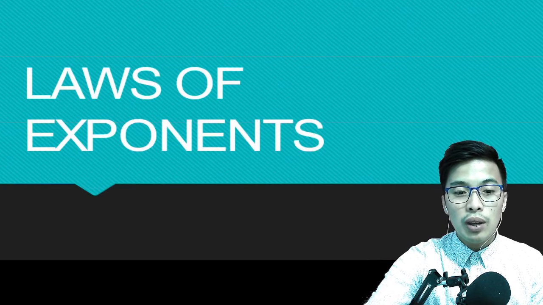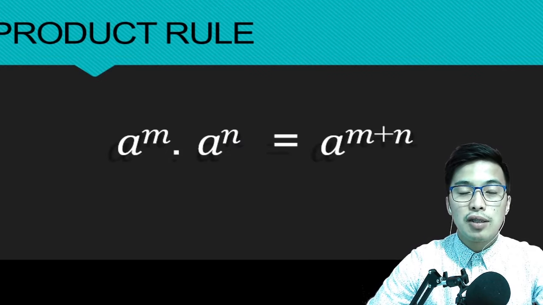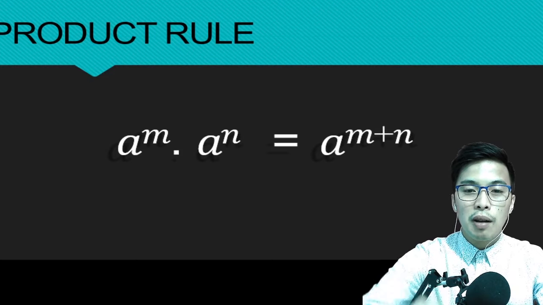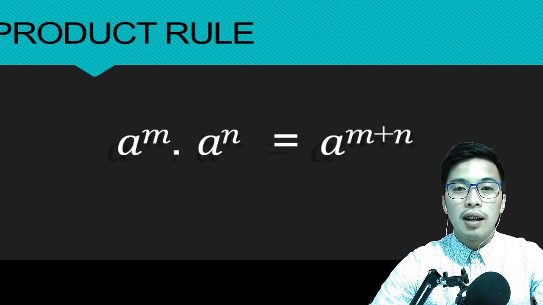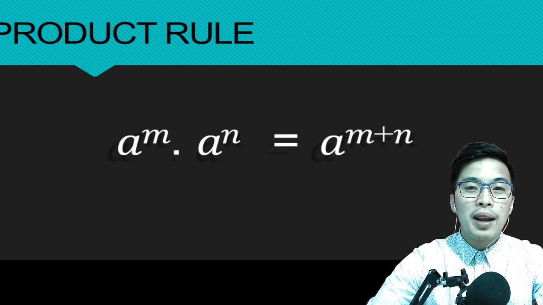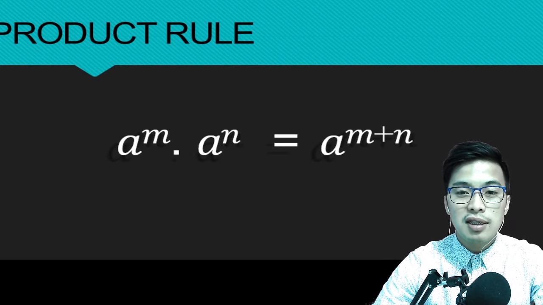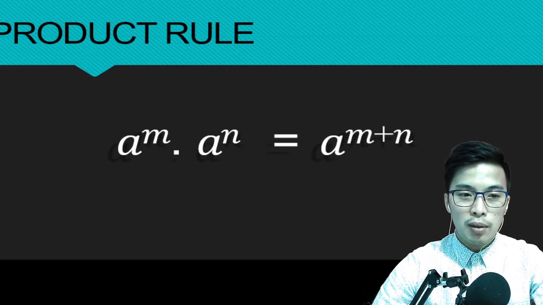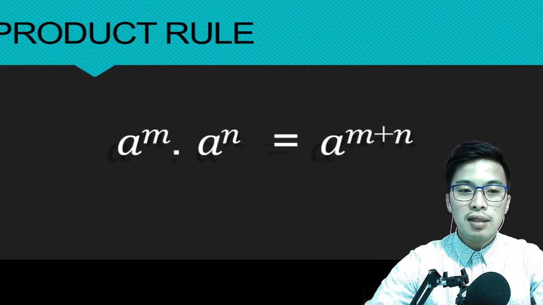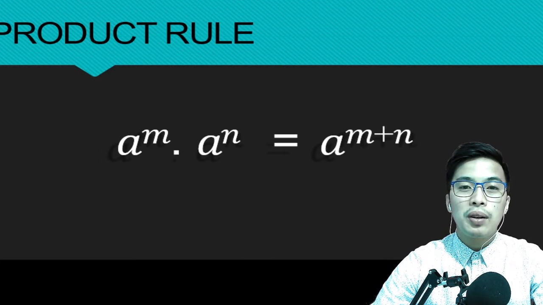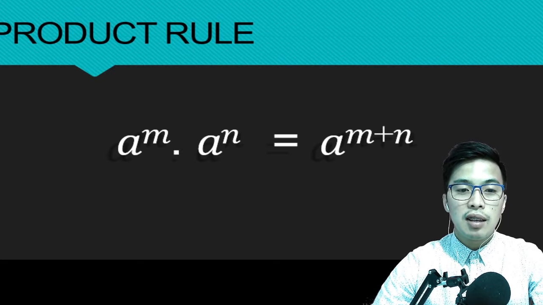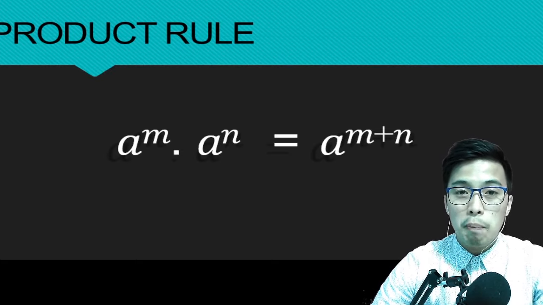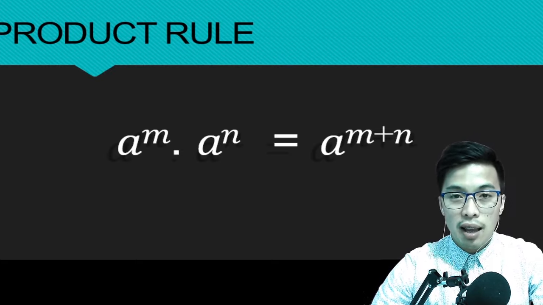The first law that we will be tackling is all about the product rule. From the word product, what is the operation that is involved here? It is simply multiplication. Okay, so what is a product rule? In mathematics, this is in the form of a raised to the power of m times a raised to the power of n is equal to a raised to the power of m plus n.